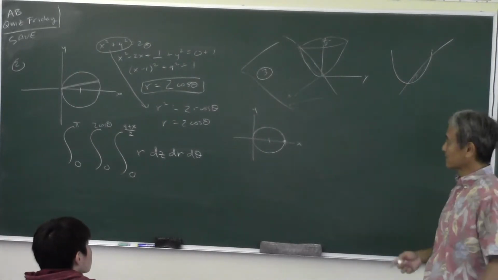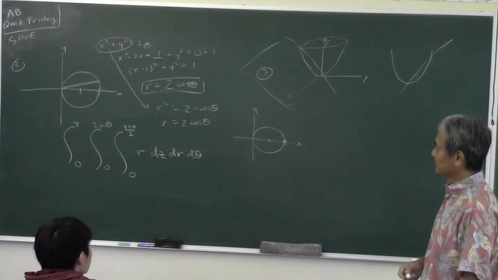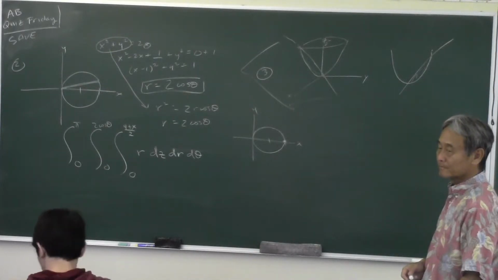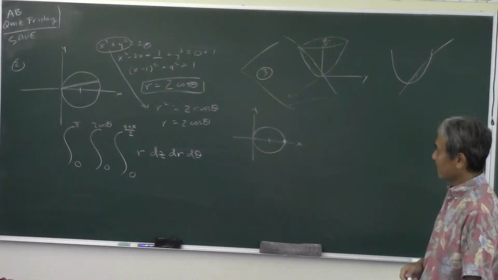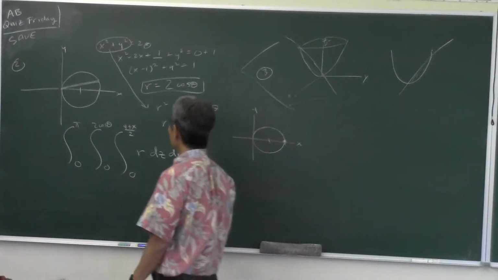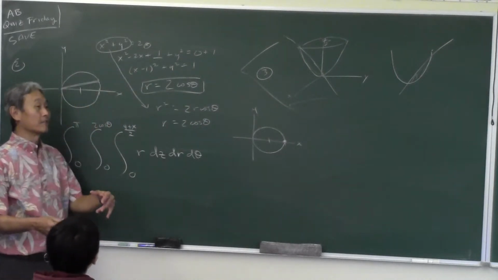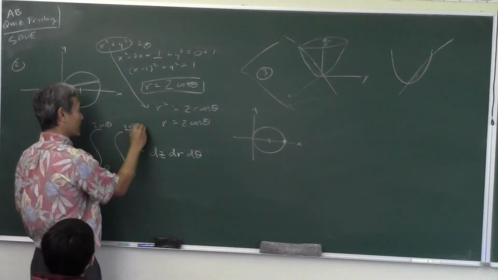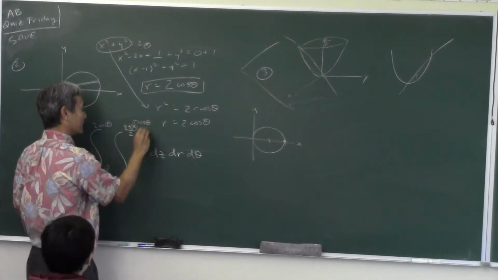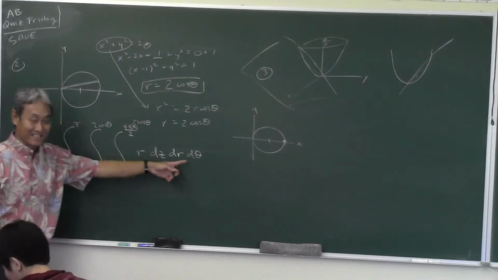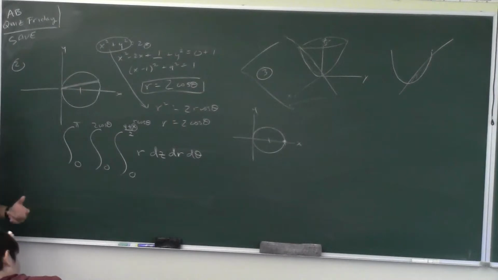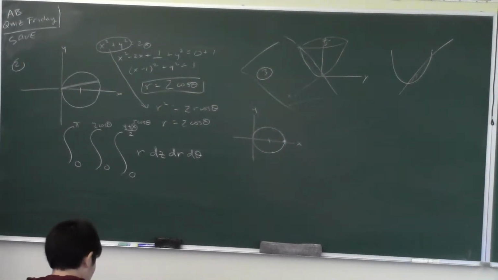Okay, we got a question on the previous problem? The part I was confused about is, after you integrate the dz, don't you still have an x term? Yeah, but since we're integrating in cylindrical coordinates, you have to change the x to r cosine theta. When you integrate in cylindrical, there is no x. So you have to remember, x is r cosine theta and y is r sine theta.